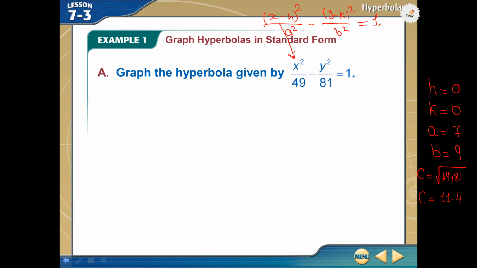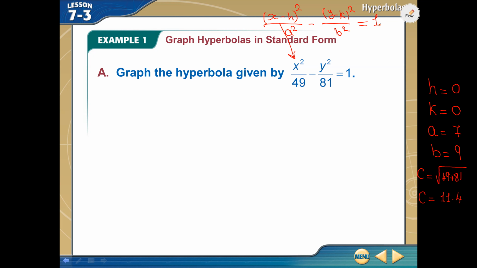The remainder is to get some information to know how to graph. In the exam, I don't give you the graph, or I can give you the graph and you choose. We need to know the center, the vertices, and the foci, F1 and F2.